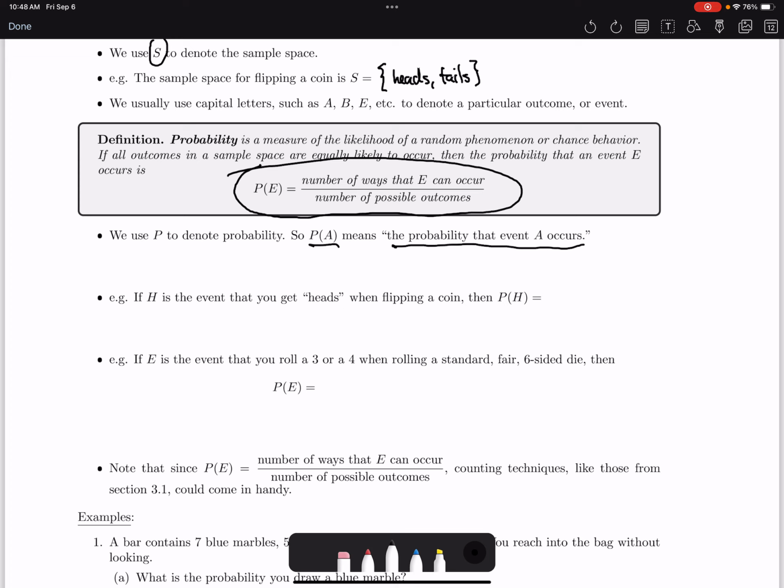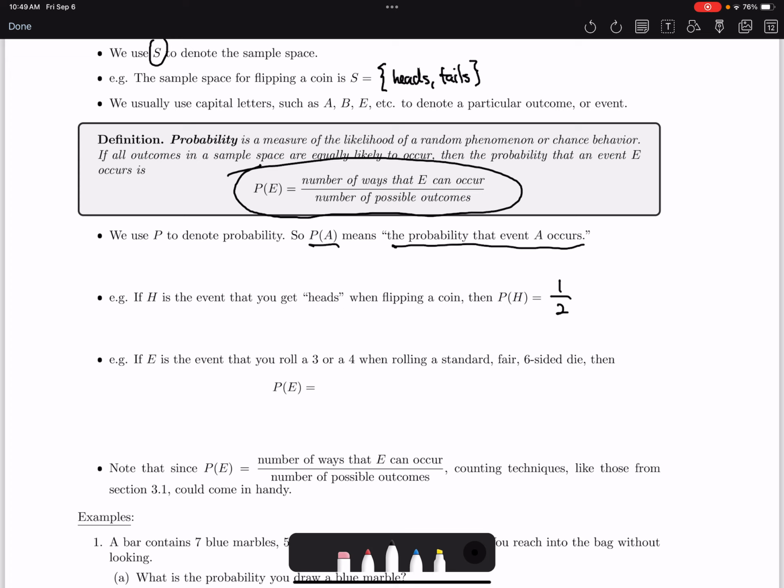Okay, for example, if H is the event that you get heads when flipping a coin, then P of H would be 1/2, because there's one way to flip heads when you flip a coin. There's only two sides of the coin, and one of them is heads, so the probability of flipping heads is going to be 1 out of 2. Two possible outcomes, heads or tails, one of them is heads.